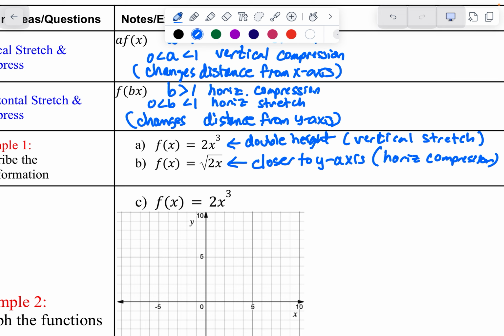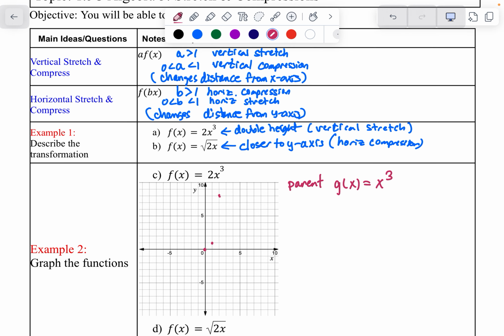Now, let's draw our parent for this one. Let's call it g of x. Our parent is the cubic function, and you might recall that it looks like this. Very stretched up, kind of parabola sort of shape here, but very thin. And then it has a piece matching down here in the third quadrant. So that's what the parent looks like.